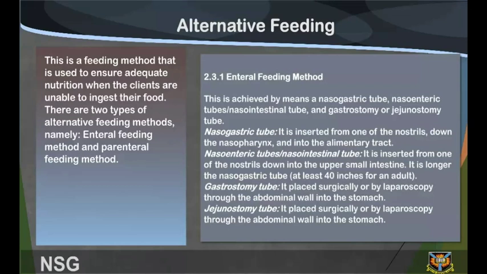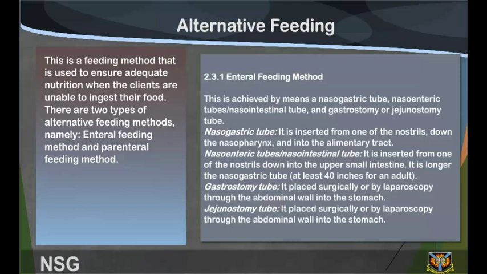Alternative feeding. This is a feeding method that is used to ensure adequate nutrition when the clients are unable to ingest their food. There are two types of alternative feeding methods, namely enteral feeding method and parenteral feeding method. Enteral feeding method. This is achieved by means of a nasogastric tube.